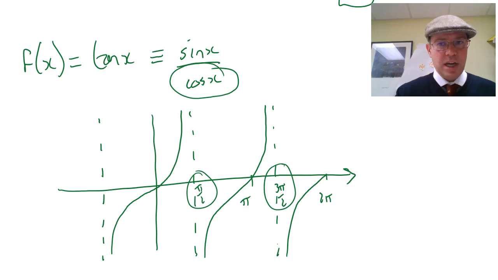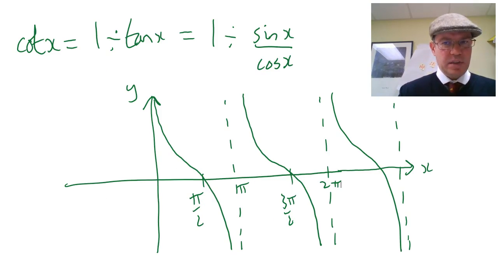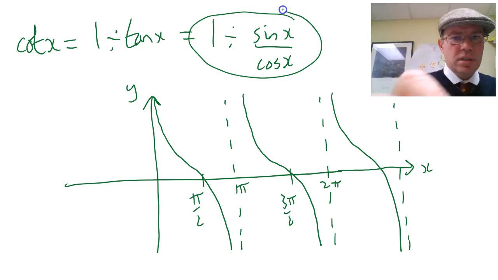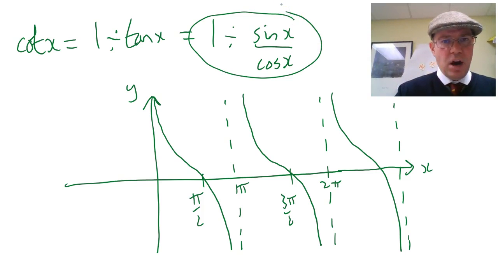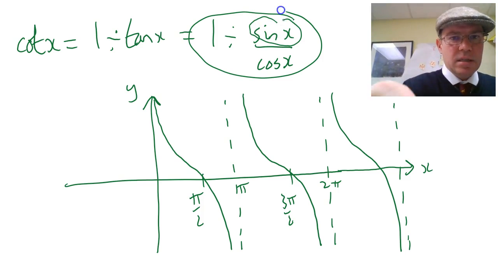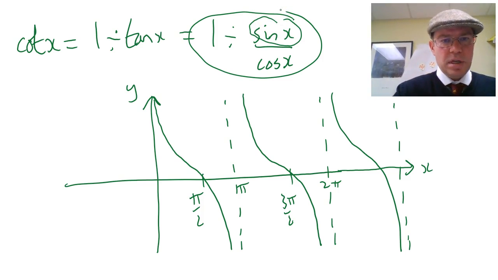Now let's consider cot x. Well, the argument's very simple. Cot x is defined to be the reciprocal of tan x, so that's 1 divided by tan x. And we know that tan x is sin x over cos x. So therefore, we know that cot x is 1 divided by sin x over cos x. My argument is that the only restrictions here are in this numerator, sin x. So when sin x is equal to 0, at pi, at 2 pi, at 3 pi, etc., when's cos x equal to 0? Well, obviously that's at pi over 2, 3 pi over 2, 5 pi over 2.